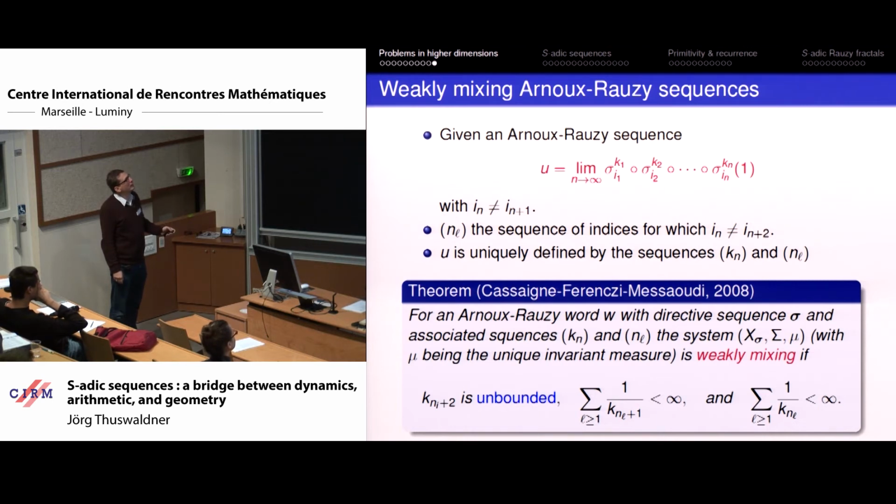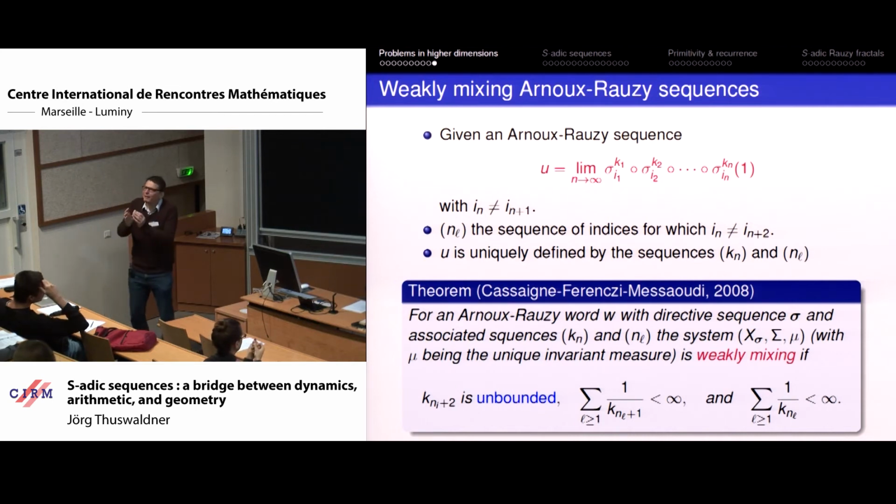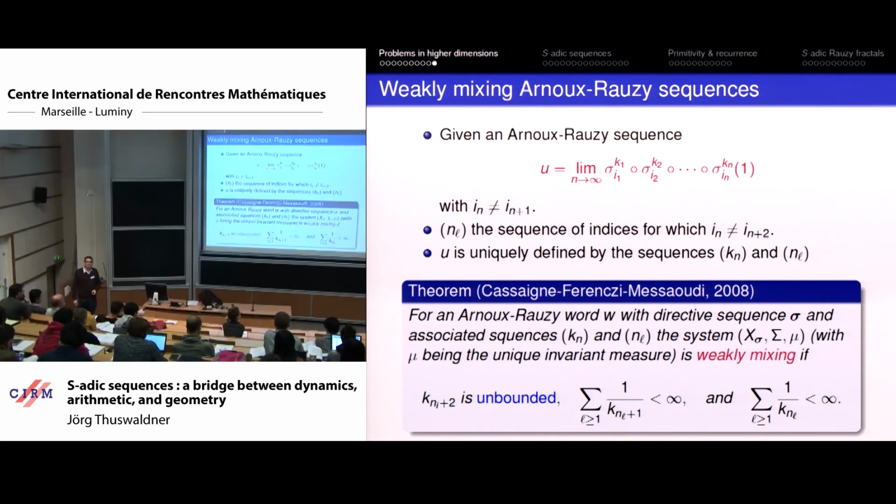So you take an Arnoux and Rauzy sequence, forget about the shifts again, and then you look at the sequence of indices such that you have 3 different substitutions in a row. And if this sequence of indices is such that, sloppily speaking, there are very, very rare cases where the 3 substitutions occur in a row, then they are able to show that Arnoux and Rauzy sequences are weakly mixing. I think this is a very nice result. It's sort of unexpected. There are not even rotations, but something totally different.